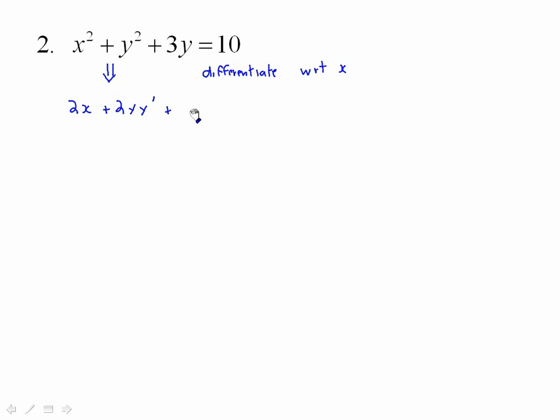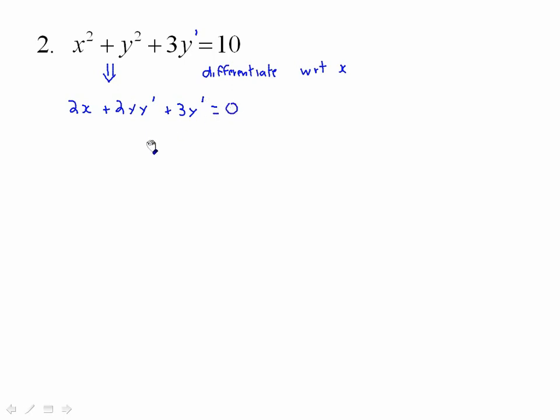And then this one is 3y. When you differentiate that, you need to be careful, because this one can be a problem. This is 3y to the 1, so that would be 3 y to the 0, but then you still have to have your y prime. Anytime you differentiate that y, you have to indicate it with a y prime. Derivative of 10 would be 0.